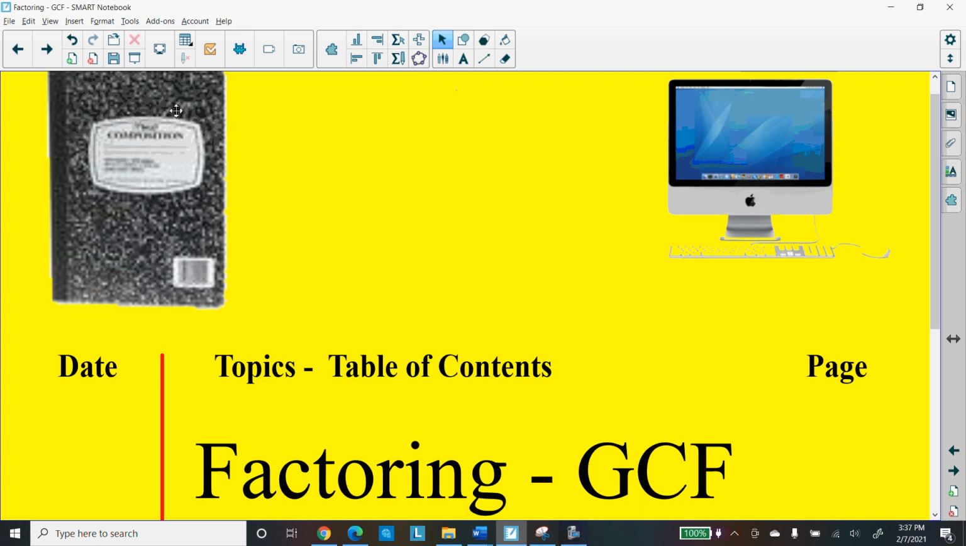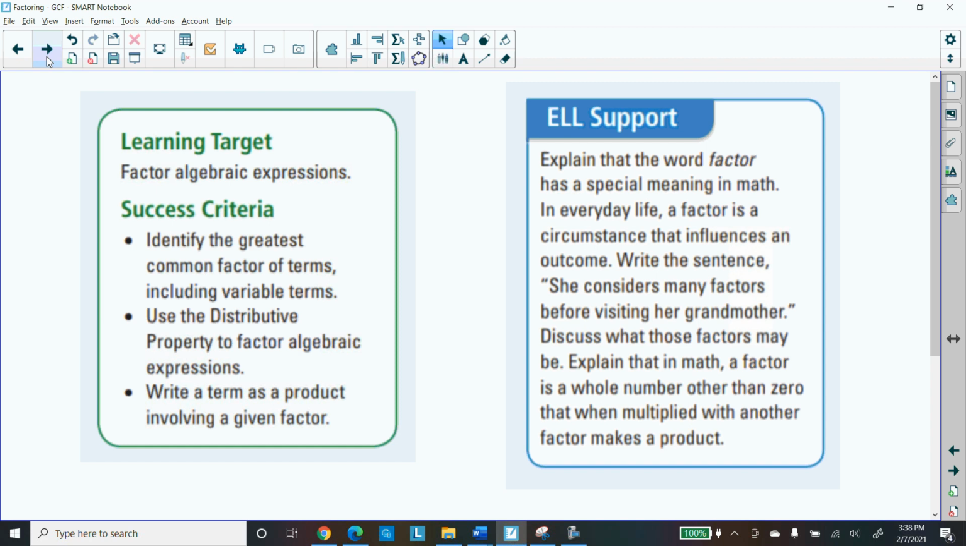This is Dr. Robinson again, and this time we're going to talk about factoring the GCF. So here are a couple things that as your teacher, we should know. Learning target: factoring algebraic expressions. The success criteria: identify the greatest common factor of terms, including the variable terms, use the distributive property to factor algebraic expressions, and finally, write a term as a product involving the given factors.